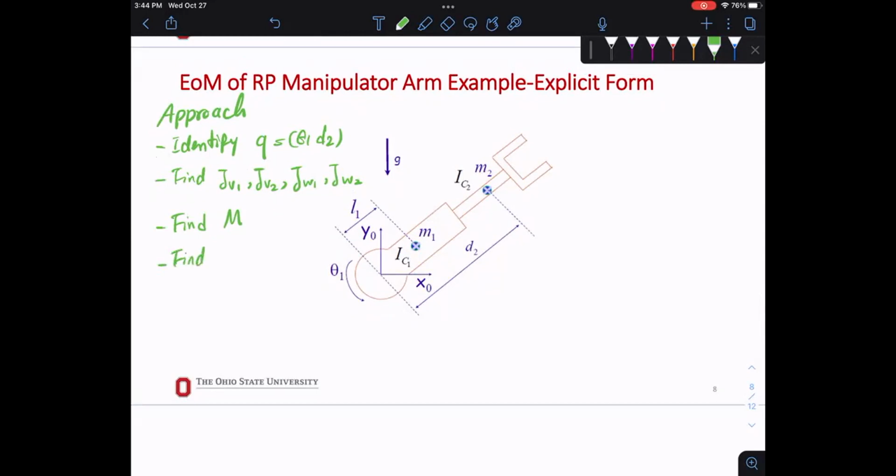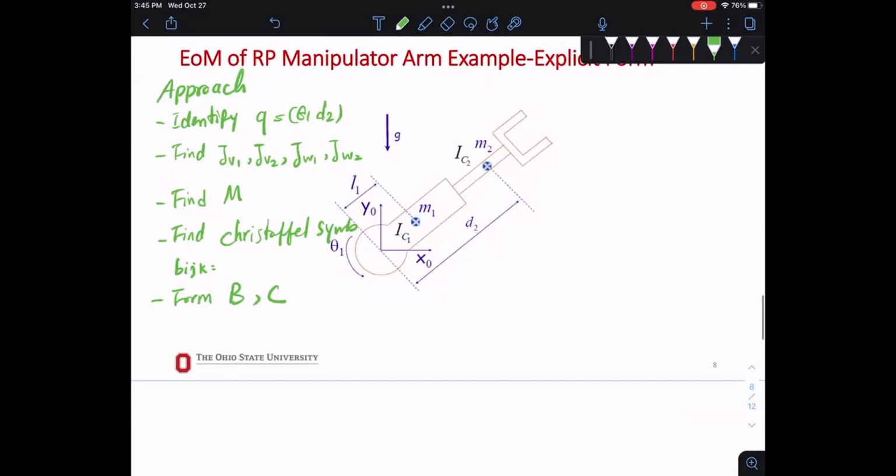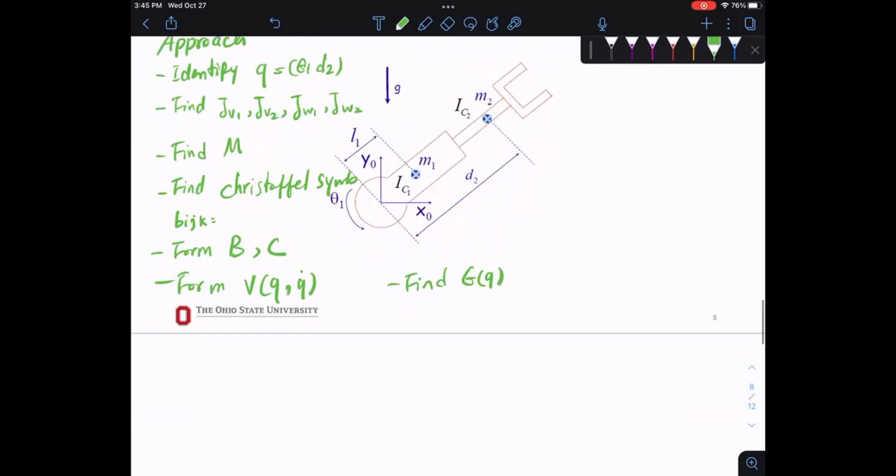When you have those, now what do you do? B. Okay, do you remember the Christoffel symbol? B_ijk, right? Find that. Once you have that, you can form matrix B and matrix C, correct? Once you have that, form V(Q, Q dot). Then what's next? Gravity. Find G(Q), for which you already have the Jacobian, so it should be straightforward. Then what?